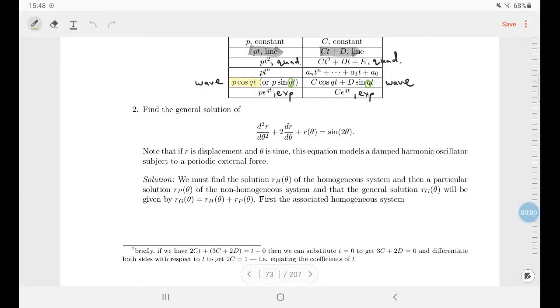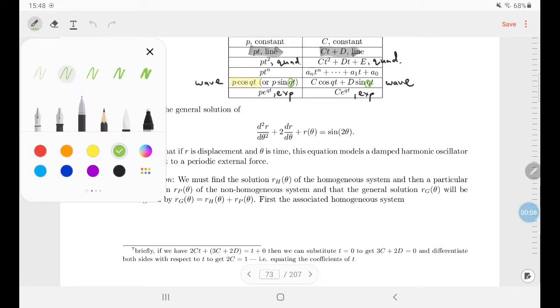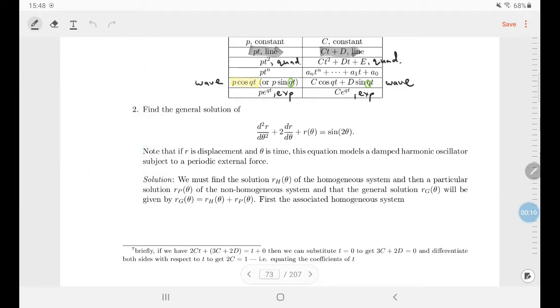For example, this is a damped harmonic oscillator with a periodic external force. So let's find this. The theory says if you want to solve a non-homogeneous equation, non-homogeneous means you have a non-zero external force, the general solution is equal to the homogeneous solution plus one particular solution of it.